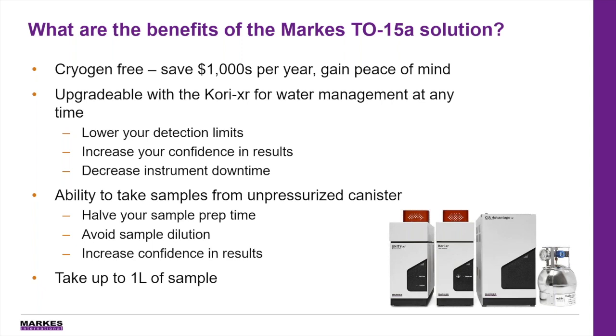Now, the ability to take samples from unpressurized canisters is something that a number of our customers find really useful with the CIA. It can halve your sample prep time. It avoids the need for sample dilution, which when the method detection limits have dropped so much is really key. And again, it can increase confidence in results because you're removing a manual step in the process for your analysis. It's one less thing to go wrong.